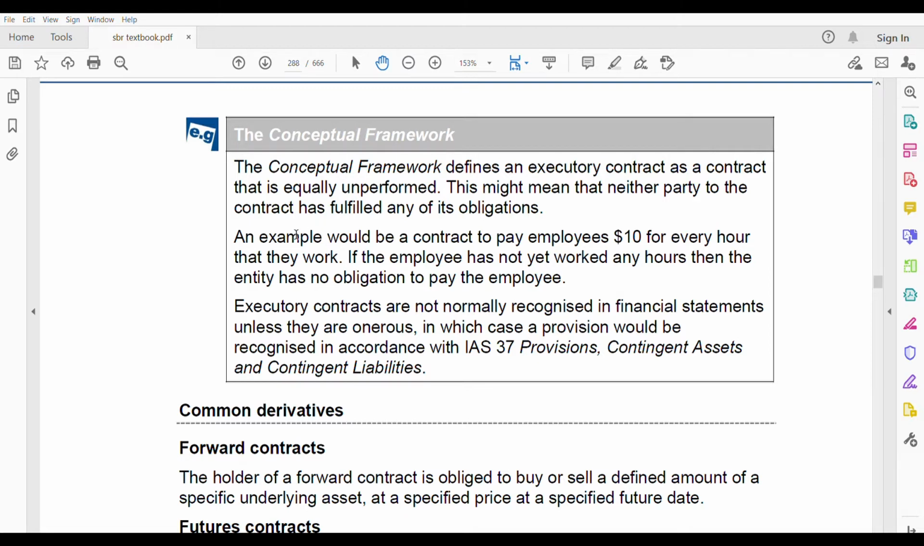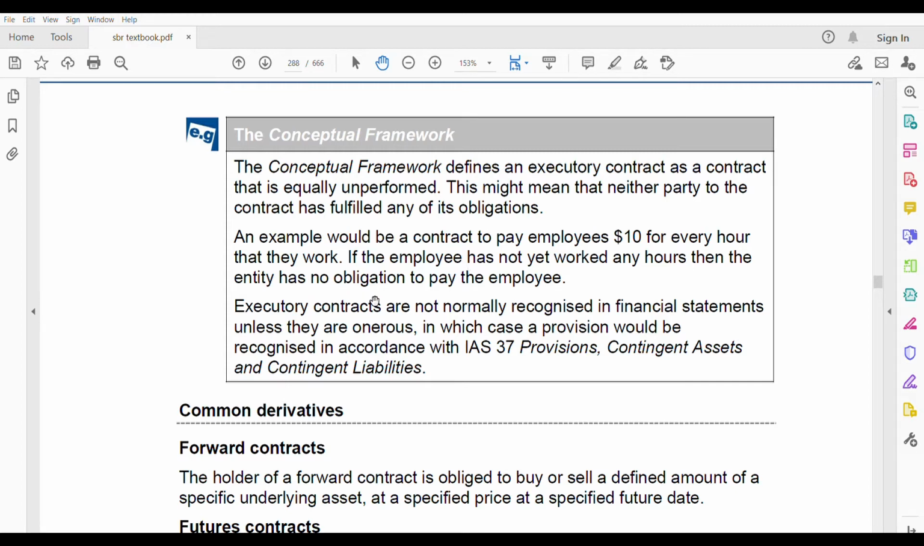One example would be a contract to pay employees $10 for every hour that they work. If the employee has not yet worked any hours, then the entity has no obligation to pay the employee. So neither the employer nor the employee is fulfilling their obligations. The employee didn't work, so he didn't fulfill his obligation. The employer also didn't pay the $10, so it also didn't fulfill its obligation. Both parties did not fulfill their obligations. It is known as an executory contract. It is not a derivative.